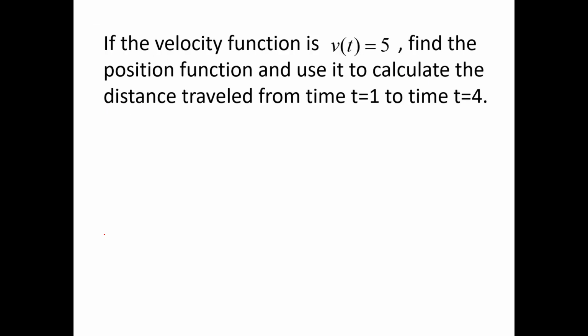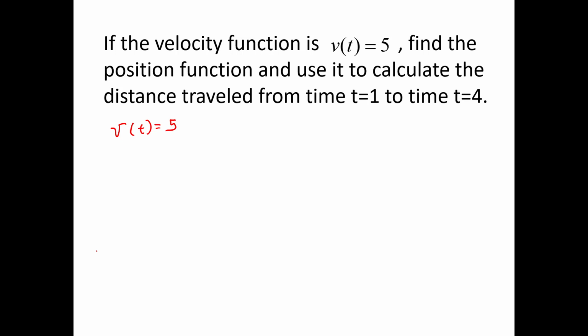Okay. Now let's solve the problem in a different way. If the velocity function is v of t equals 5, find the position function and use it to calculate the distance traveled from time t equals 1 to time t equals 4. So we know that the velocity is 5.